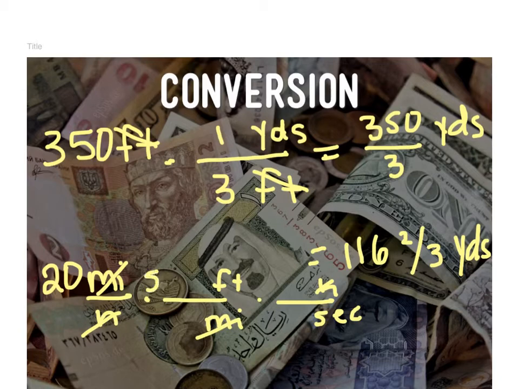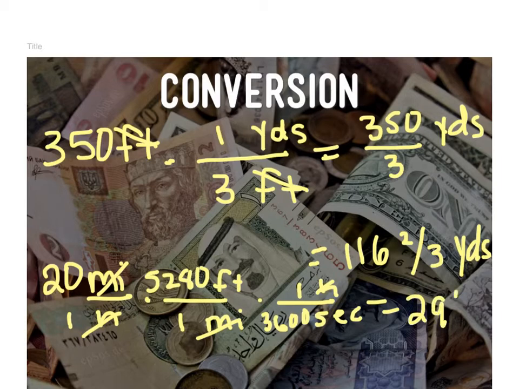So there's 5,280 feet in a mile, and there's 3,600 seconds in an hour. And again, you can find that information on Google, or sometimes it's even in your agenda book. So we'll go ahead and just multiply straight across with the fraction. I'm going to take 20 times 5,280, and then on the bottom, I'm just going to have 1 times 1 times 3,600. So I get 29 1/3, and that would be feet per second.